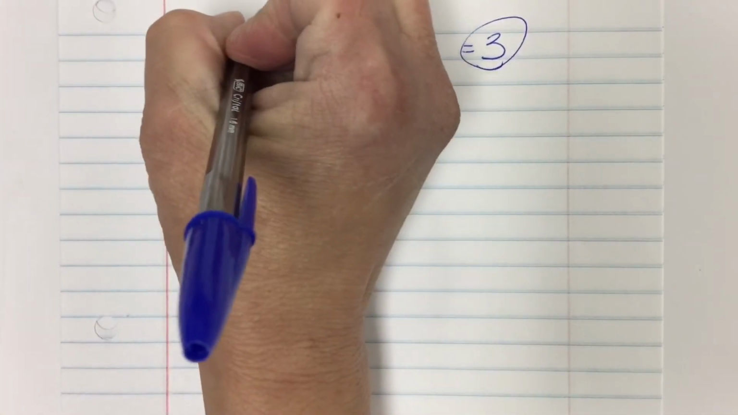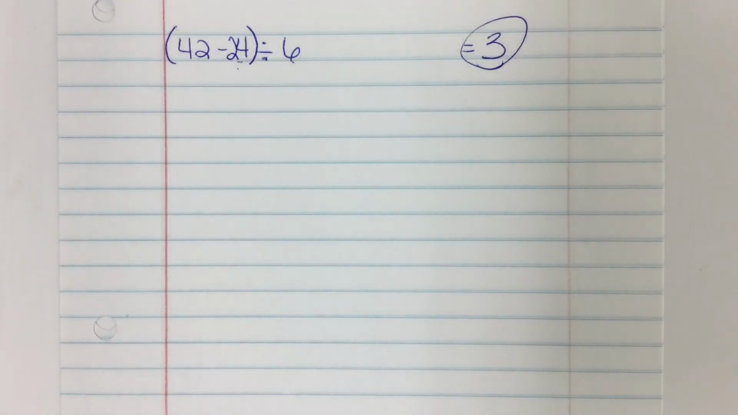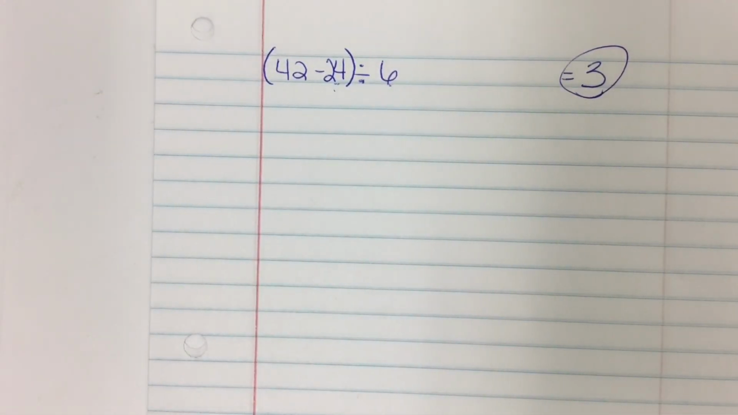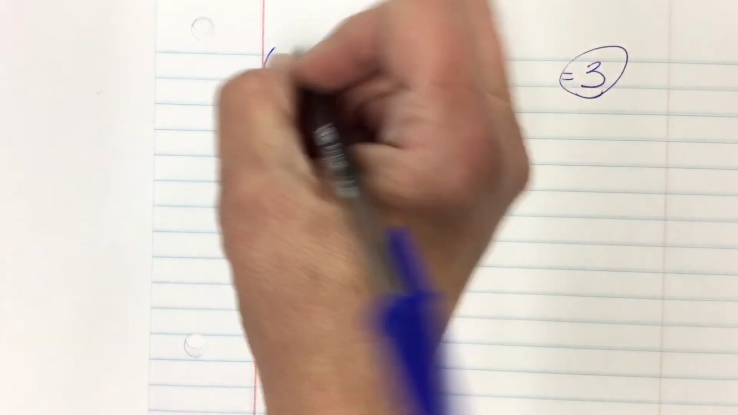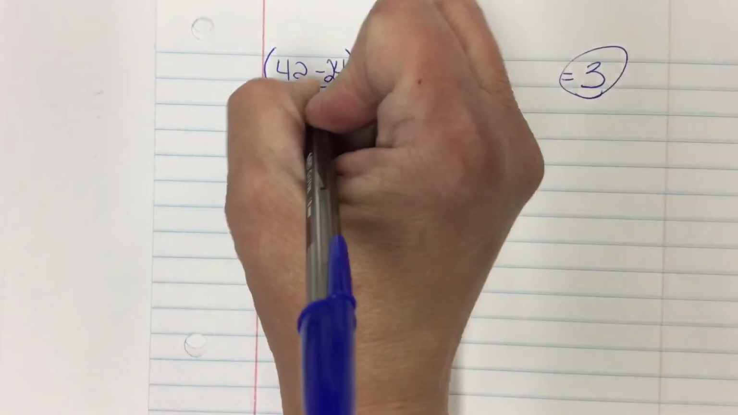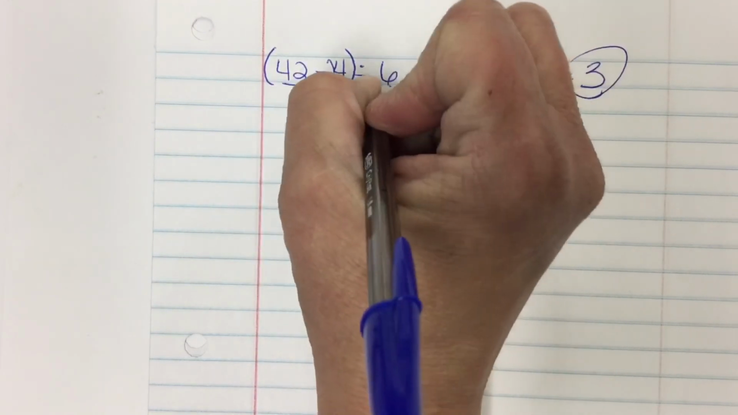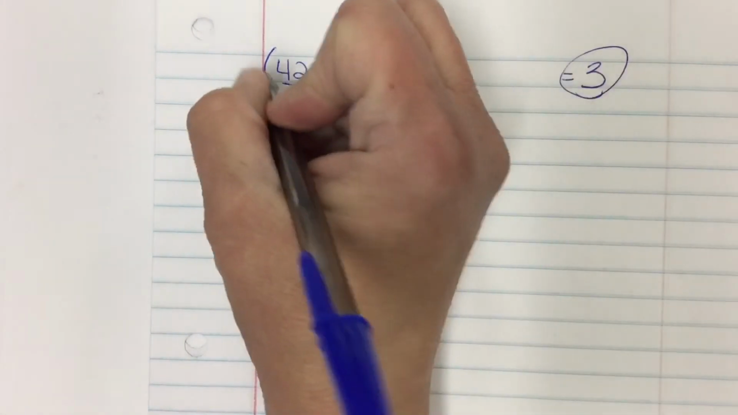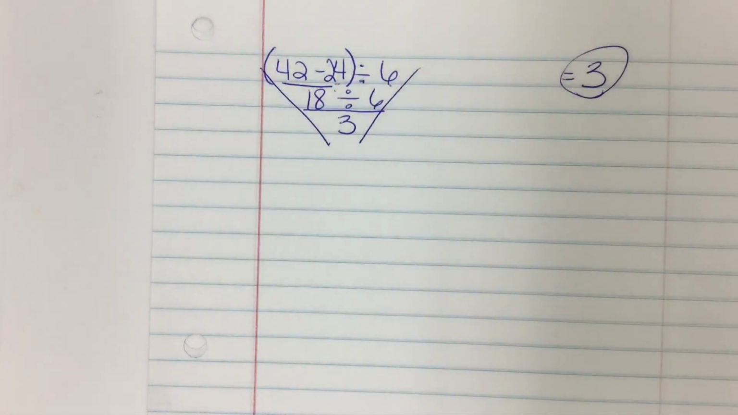Okay, how about between 42 minus 24? Put that in between parentheses. All right, and then you subtract. So when you finish this problem, 42 minus 24, you get your answer, and divide it by 6. Did you get 3? All right, 42 minus 24 is 18 divided by 6. 18 divided by 6. 6 times 3 is 18. So, yes, that gave me my answer.